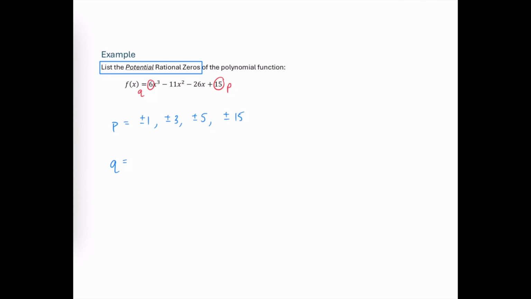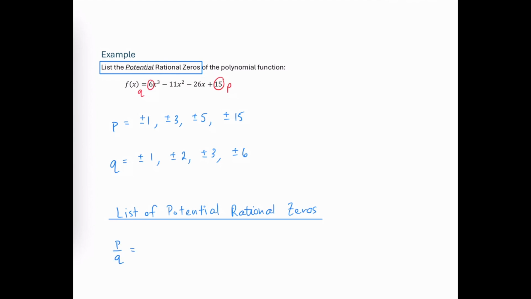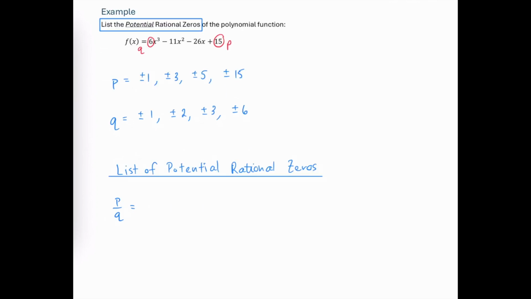We do the same thing for q. The first factor of q is plus or minus 1. The next factor of q is plus or minus 2. Both plus and minus 3 are factors of 6, and plus and minus 6 are factors of 6. The list of potential rational zeros is going to be all possible combinations of writing a factor of p over a factor of q. In order to make sure we get all of them, we're going to need to stay organized.